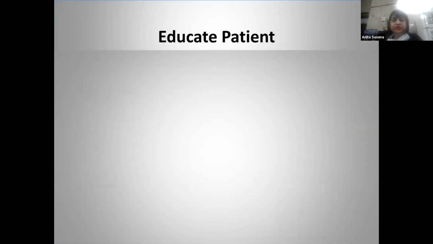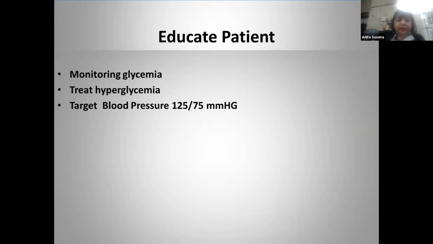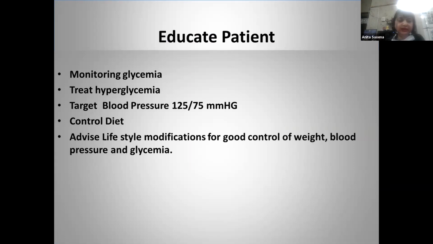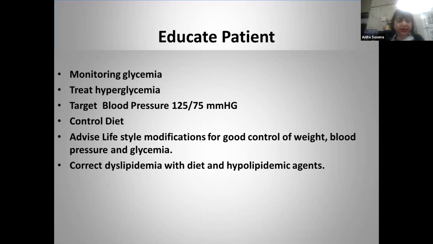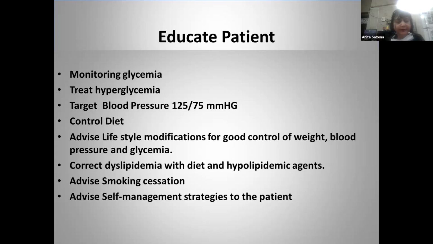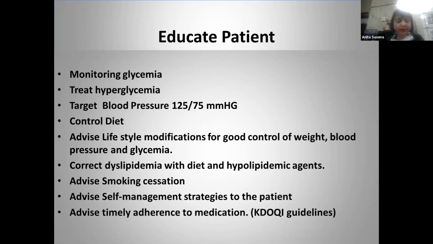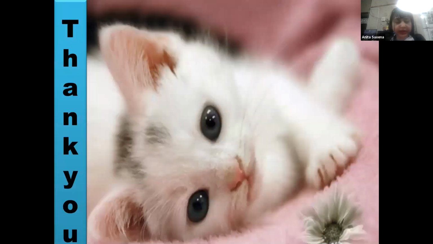So the take-home message here is to educate patient on monitoring glycemia, treat hyperglycemia. Target blood pressure should be 125 by 75 millimeters of mercury for these patients. Control diet, advise lifestyle modifications for good control of weight, blood pressure, and glycemia. Correct dyslipidemia with diet and hypolipidemic agents. Advise smoking cessation, and advise self-management strategies to the patients. Advise timely adherence to medication.